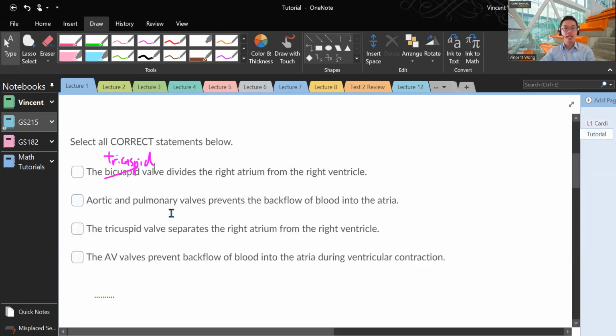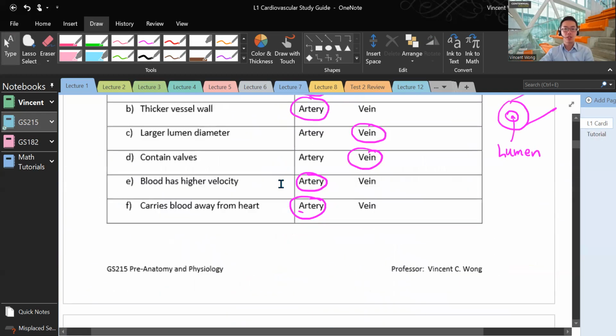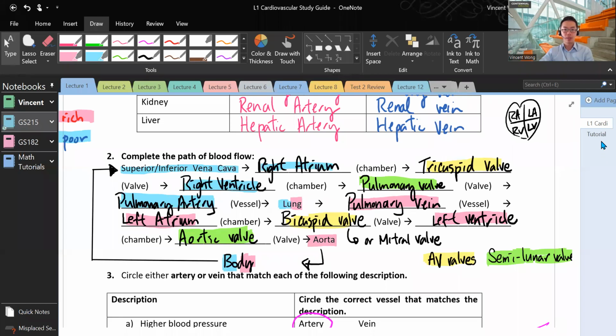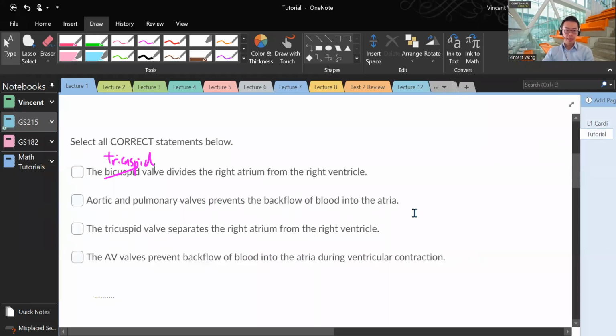Second one, aortic and pulmonary valve prevents the backflow of blood into the atria. Okay, so aortic valve and pulmonary valve, if we look at this flow chart here, aortic valve prevents backflow into the left ventricle, and pulmonary valve prevents the backflow into the right ventricle. Okay, so that means this statement is not correct. It's supposed to say prevents the backflow of blood into the ventricles.